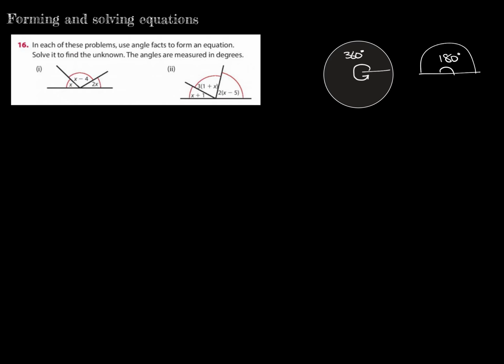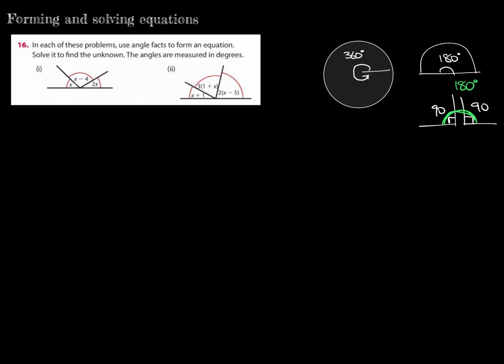Another way of looking at that is, you all know what a right angle is. A right angle is like this, so that's 90 degrees. If you've got two right angles side by side, you'll have 90 plus 90. So you know that from here to here will be 180. So all of that is important.